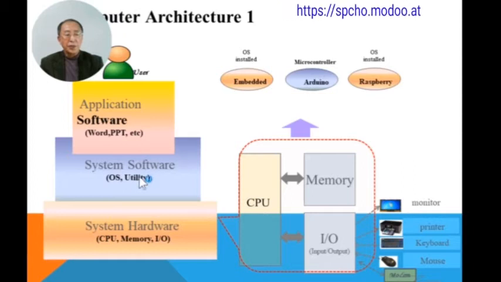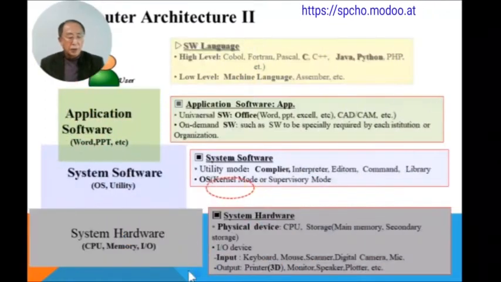Utility is a convenient tool, as the word means, such as translation in the program. That is the compiler and the interpreter. Lastly, application software refers to the software that the user can use directly. Computer systems consist of system hardware, system software, and application software. Okay, please pay attention. Let's go on to the next step.